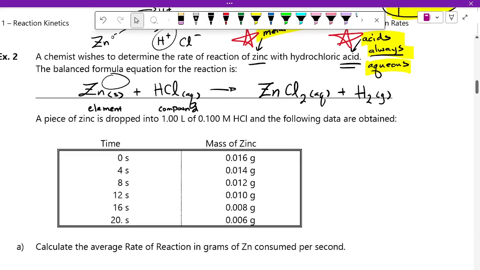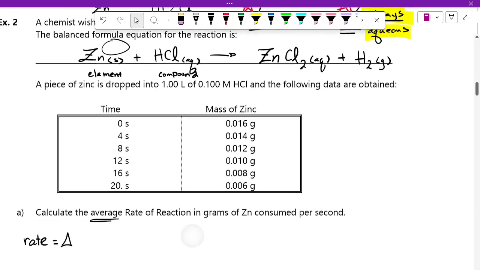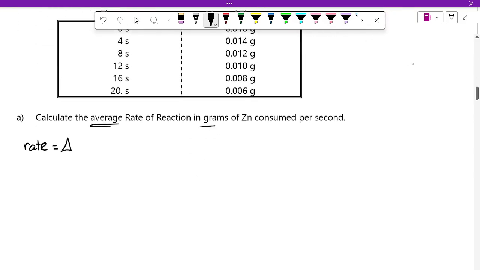Now we're going to calculate the average rate. If we're calculating the average, where do we start? Where do we finish? Start at the beginning, finish at the end. And we want grams per second. Oh, that's convenient.